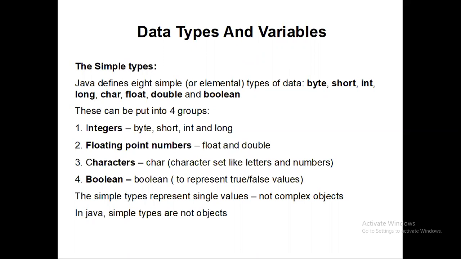So these can be put into 4 groups. There are 8 types, put into 4 groups. First, integers. In integers, we have byte, short, int, long.